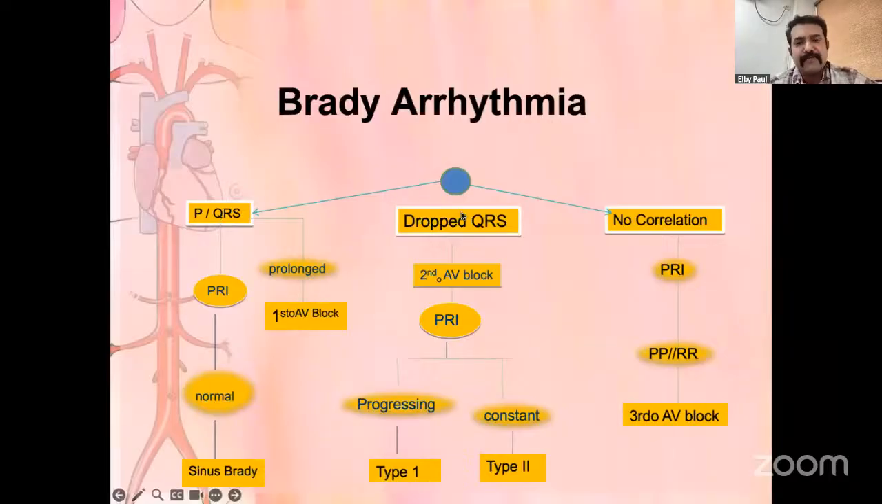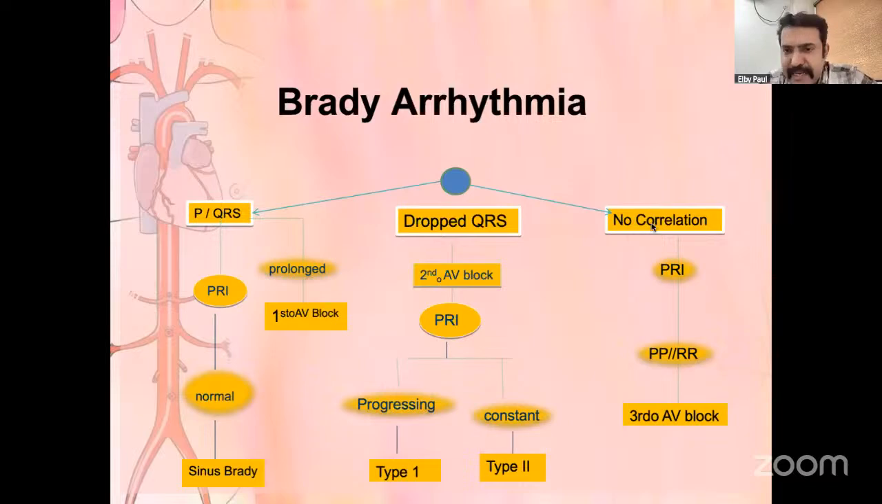Coming to the second degree AV blocks, the QRS complex will be dropped after 3 or 4 PQRS complexes. Let's see the second degree AV block. Again, the PR interval is prolonged and progressing: the first wave will be normal, the second prolonged, the third more prolonged, the fourth more prolonged, and then the QRS complex drops. It's called type 1 second degree AV block. Coming to the second type, the PR intervals remain constant, but after 2 or 3 PR intervals, one QRS complex will be dropped. This is the second type.